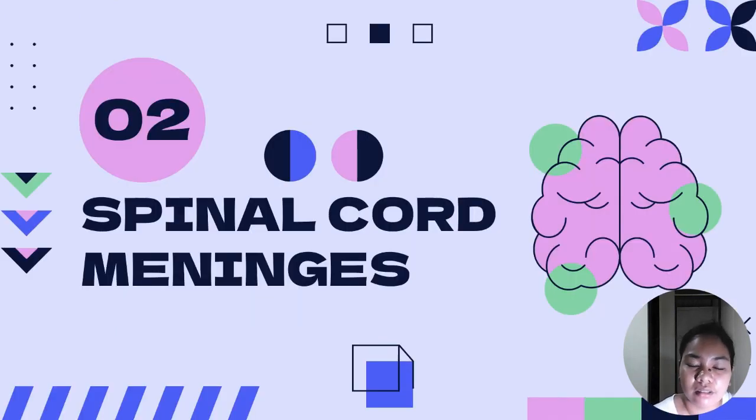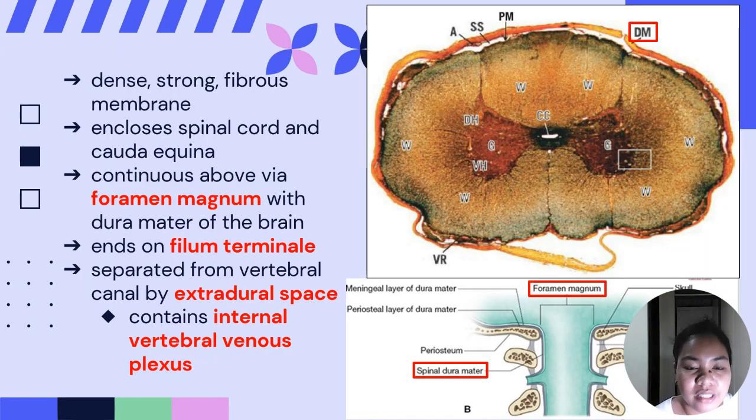The next subtopic of this chapter is the spinal cord meninges. It is the same as the brain's meninges, which is also composed of three layers: the dura mater, arachnoid mater, and the pia mater. The dura mater is a dense, strong, fibrous membrane which encloses the spinal cord and the cauda equina. It is continuous at the foramen magnum with the dura mater of the brain.